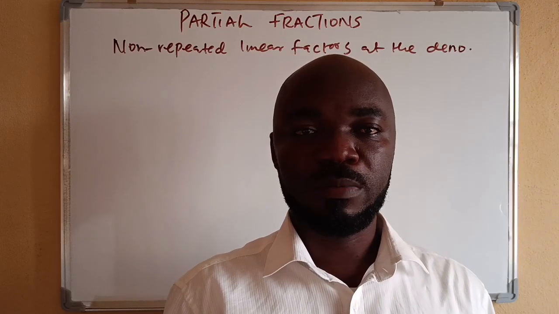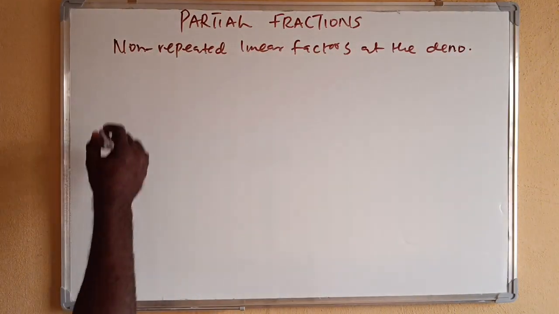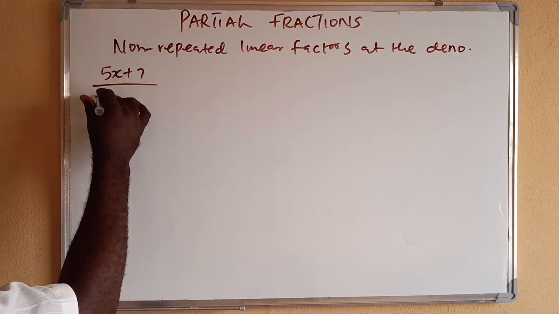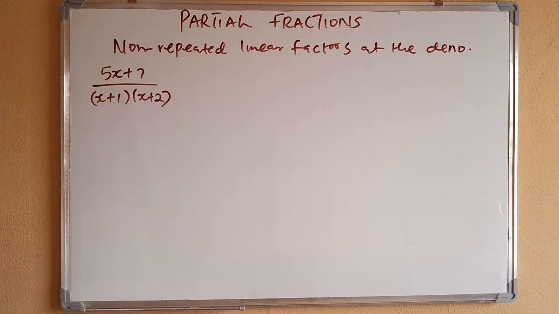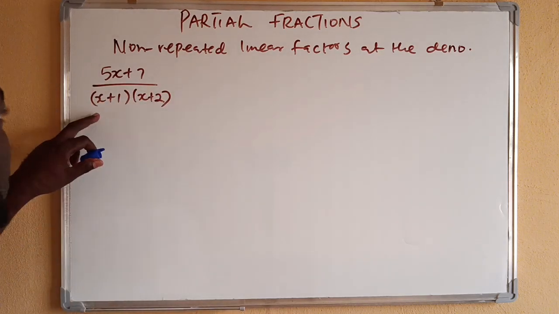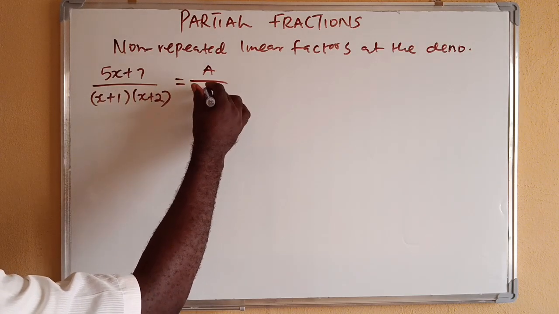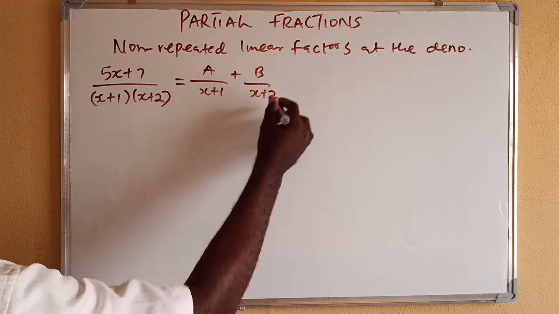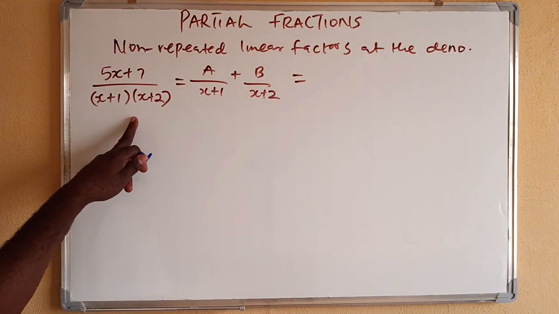So I'm going to talk about comparing of coefficients to complete the three methods. So let's use our example: 5x plus 7 over x plus 1, x plus 2. I'm going to split this into two using the two terms. So I will have a numerator, a over x plus 1, plus b over x plus 2. So this, I'll make it equivalent to the left hand side.